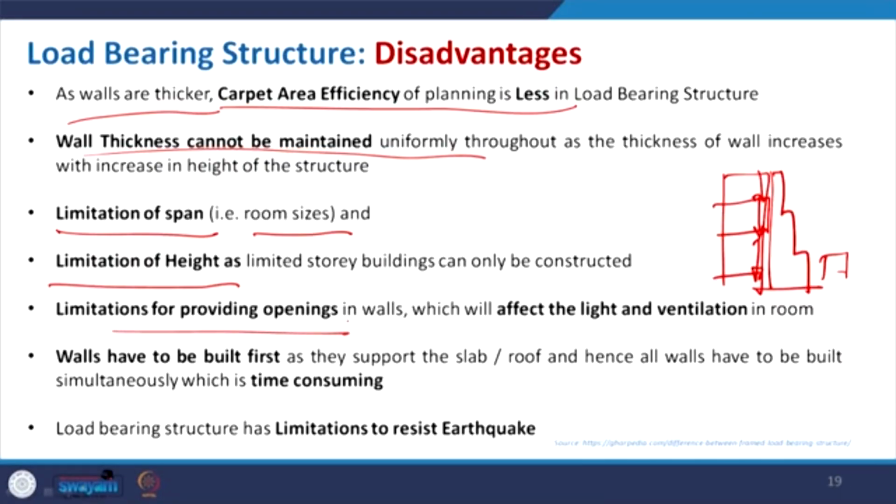Then also the limitation of the height is there. The limitation for providing openings is also there, because we cannot cut those load bearing structures for the ventilation and the light. Walls have to be built fast. This is a very nice point, because the wall is the only supporting member. So, all walls to be constructed fast, then the slab. So, we have to wait till all the walls are constructed to the same height and then you go for it.